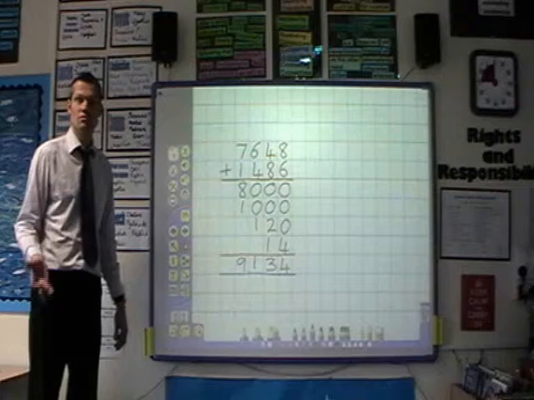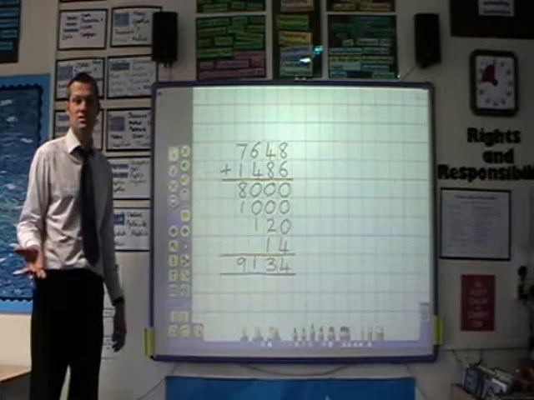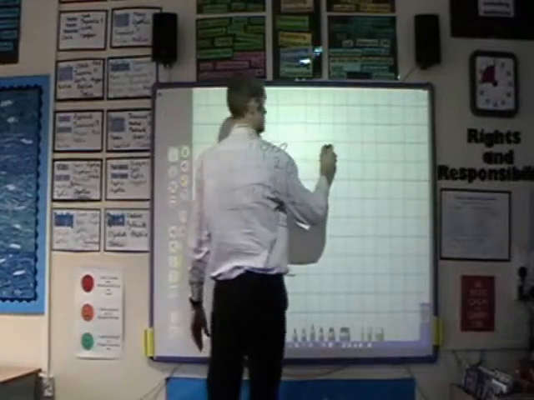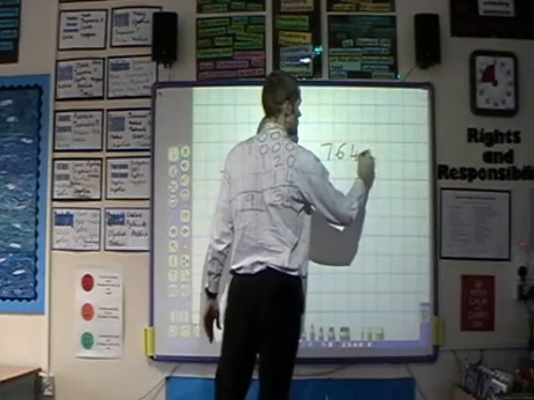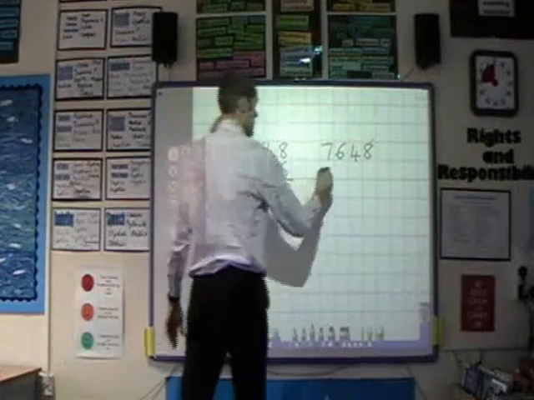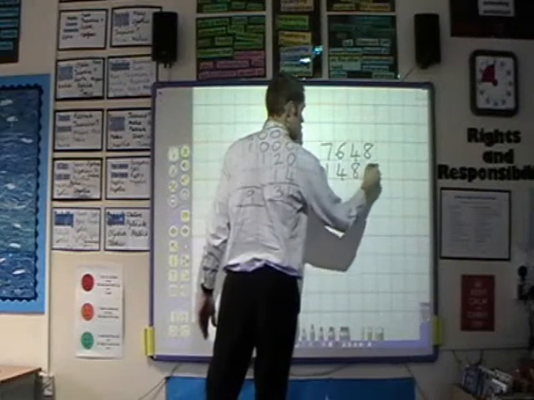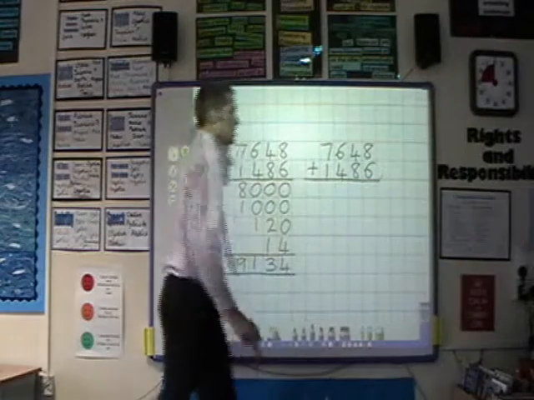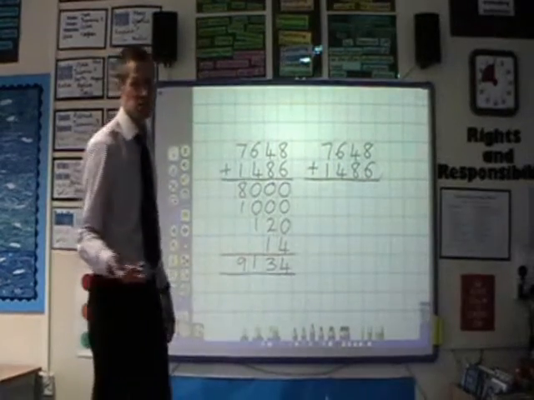In years 5 and 6, or earlier if appropriate, the children will be taught the more compact method as an alternative, particularly useful for larger calculations. So for this calculation, 7,648 and 1,486. This time we would start with the units.